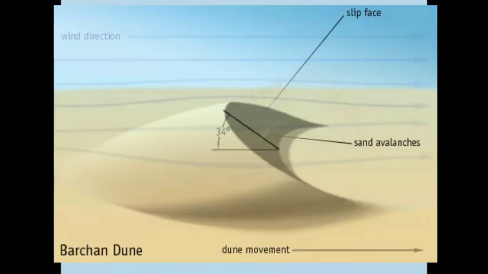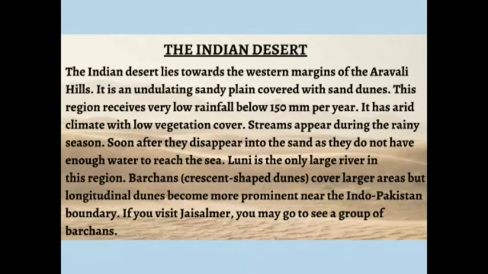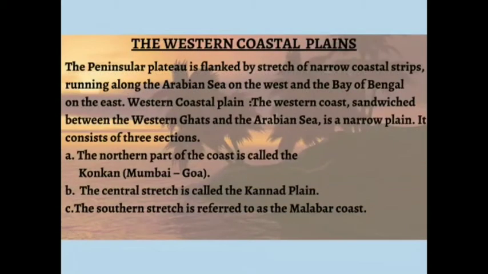Barchans, crescent-shaped dunes, cover larger areas. Also longitudinal dunes become more prominent near the Indo-Pakistan boundary. If you visit Jaisalmer in Rajasthan, you may go and see the group of barchans. So barchans are nothing but crescent-shaped sand dunes. So this was all about the Indian desert, one physical feature of India.